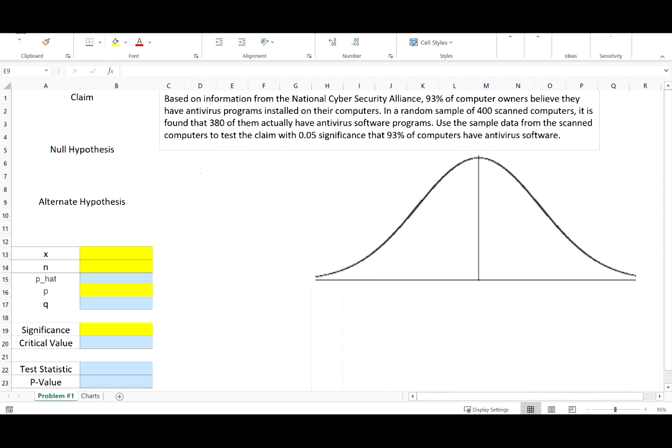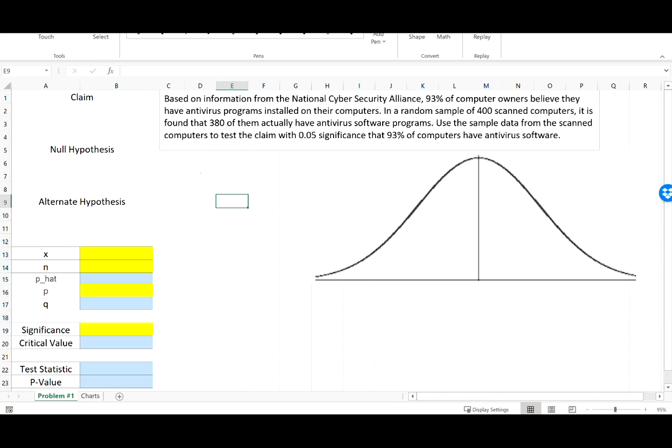So based on the information from the National Cybersecurity Alliance, 93% of computer owners believe they have the antivirus program installed on their computer. In a random sample of 400 scanned computers, it is found that 380 of them actually have the antivirus software. Use the sample data from the scanned computers to test the claim with 5% or 0.05 significance that 93% of computers have antivirus software.